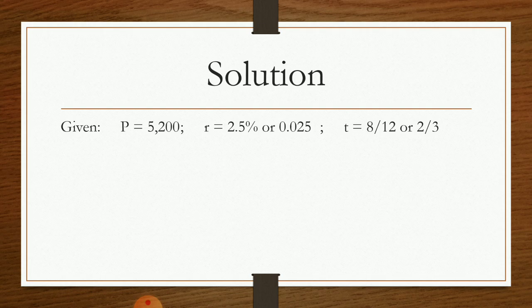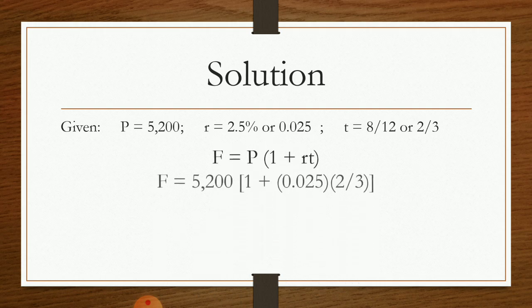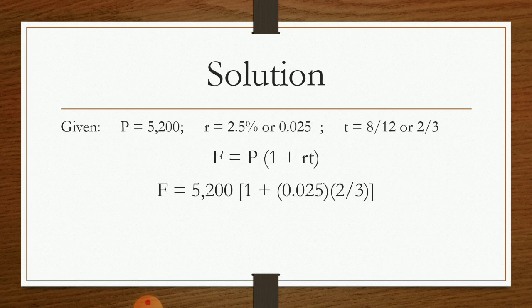So for the given, the principal amount is 5,200. The rate is 2.5%. So 2.5 divided by 100, which is equal to 0.025. And the time is 8 months, since it should be in years, therefore, let us divide it by 12. Or that is 2 all over 3, or 2/3. Then, plug these values into the formula. So F now is equal to 5,200 times the quantity 1 plus 0.025 times 2/3.